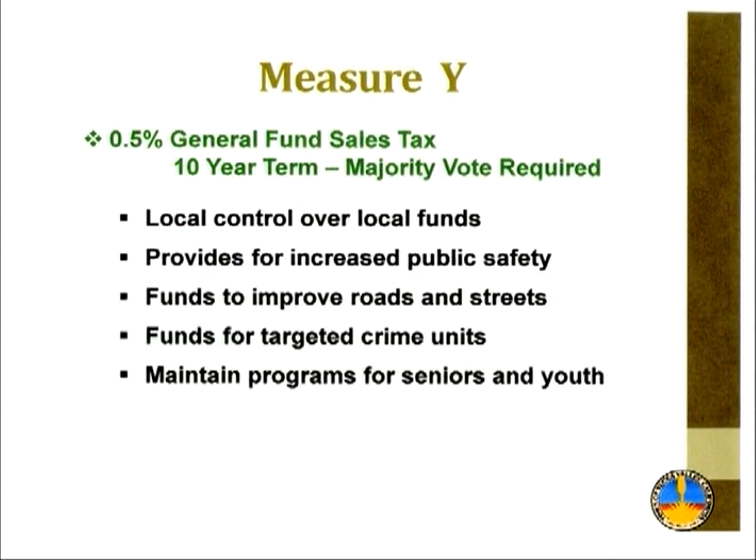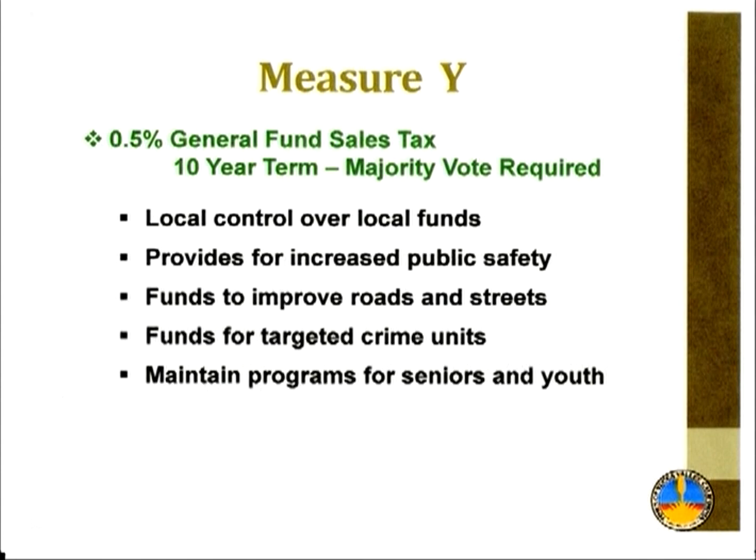While the background information of the measures is important, the specifics of each measure is important as well. Let's look at a quick summary of each. Measure Y is a half-cent general fund sales tax measure that sunsets, or ends, in 10 years. This measure will require a majority vote of 50% plus one vote.